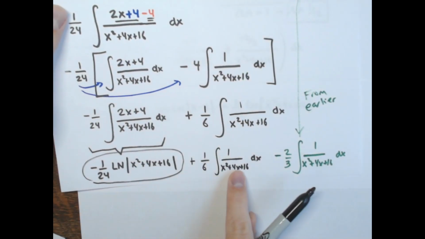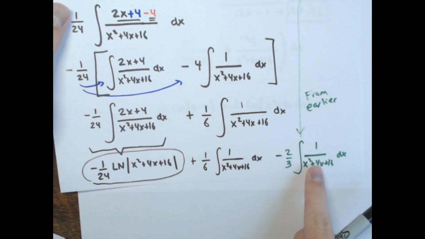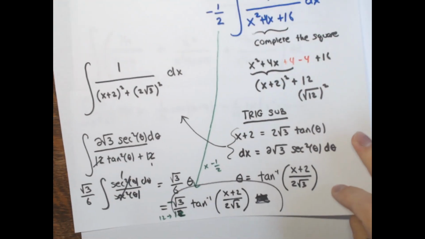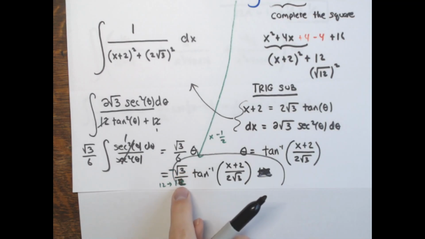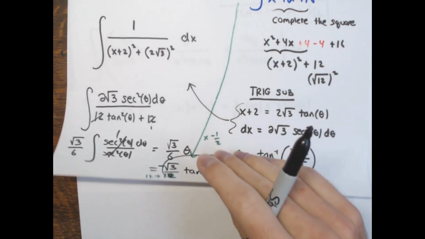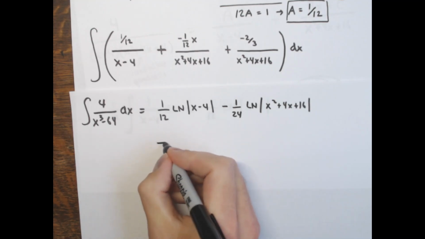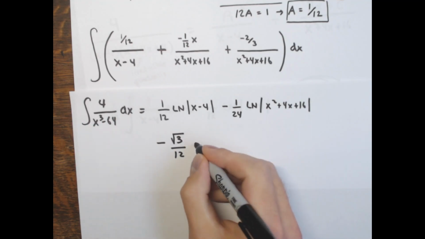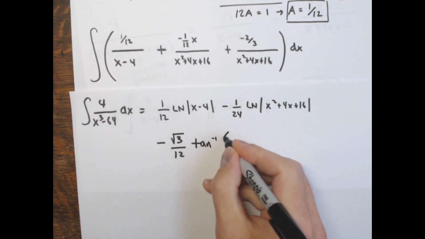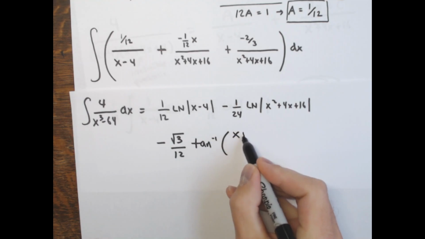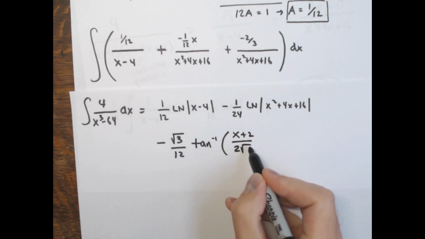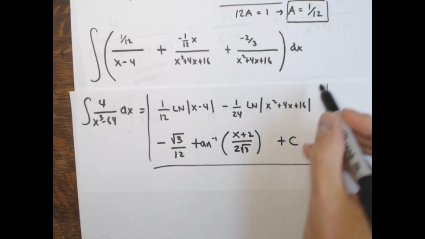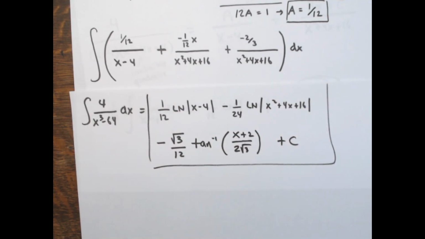And then there was also this extra thing with the constant over a quadratic, which we put together with the other constant over a quadratic. And I got this, right? This minus square root of 3 over 12 times the inverse tangent of (x plus 2) over 2 root 3. All right, so minus square root of 3 over 12 times the arc tangent of x plus 2 over the square root of 12, or 2 root 3. And then finally, plus some constant. Here's your antiderivative of 4 over x cubed minus 64.